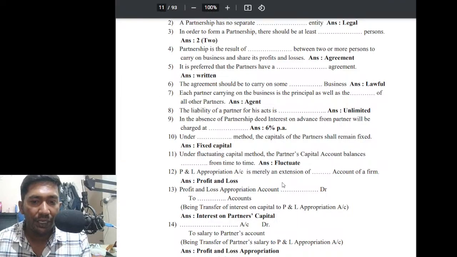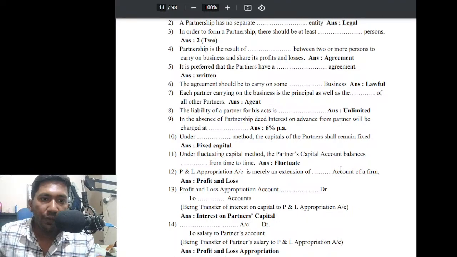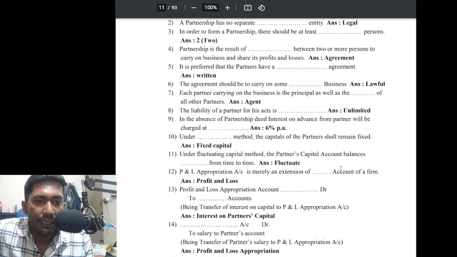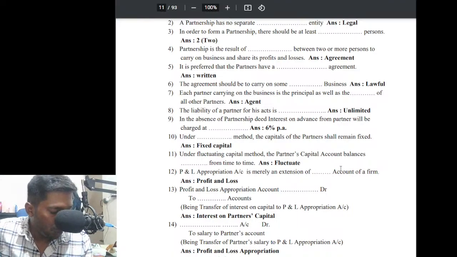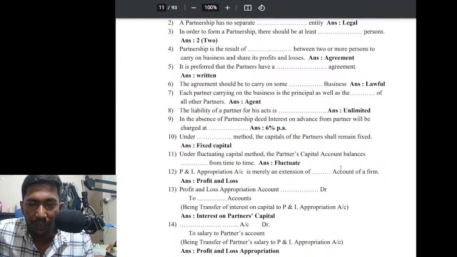profit and loss appropriation account is a mere extension of the profit and loss account. We prepare it, we get net profit. After getting net profit, we appropriate the income. Whatever profit we have, that will be appropriated. In the sense, we make payments and receive those incomes which are non-business items. Those items we consider in the appropriation account.